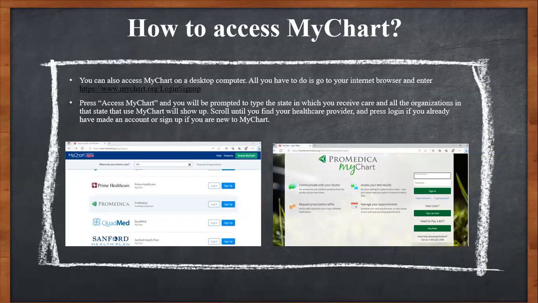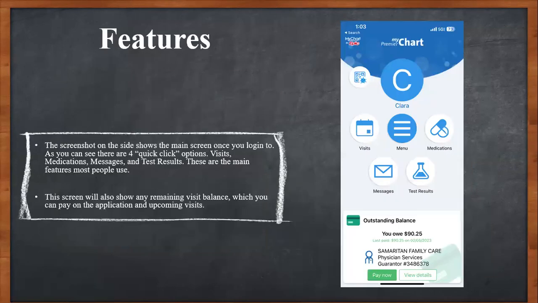If you prefer to use your computer and not your phone to access MyChart, you can actually go to www.mychart.org/login from your computer browser. And then if you click access MyChart, you'll be prompted to, again, type in the state in which you receive care, and all the organizations in that state will show up, and you will scroll until you find the provider you're a patient at and press login if you've already made an account, or you can click sign up if you're new to MyChart. Again, you'll be prompted to fill out information to create your account, and then you'll create a username and password, and you should be good to go.